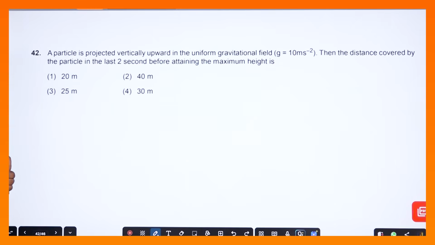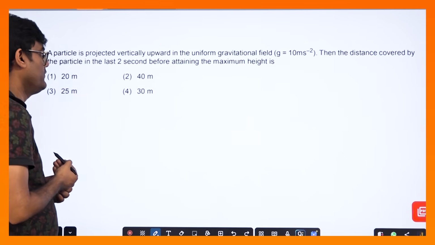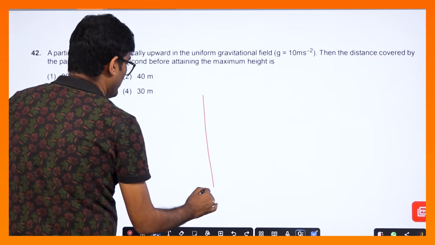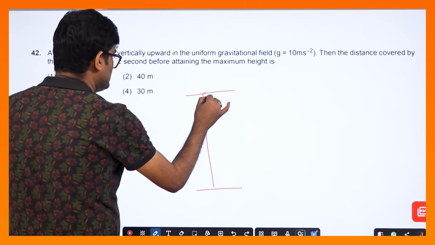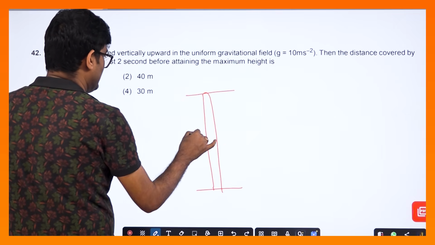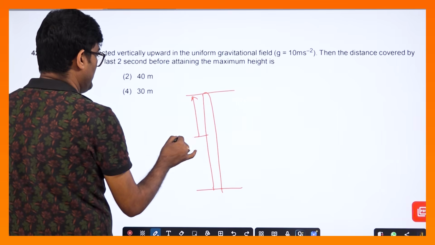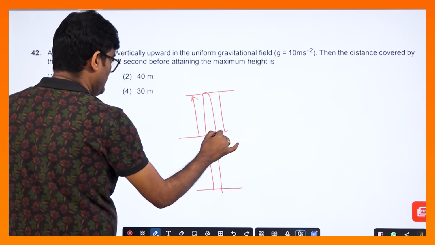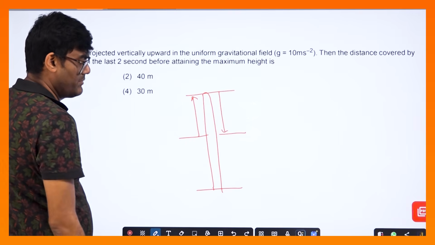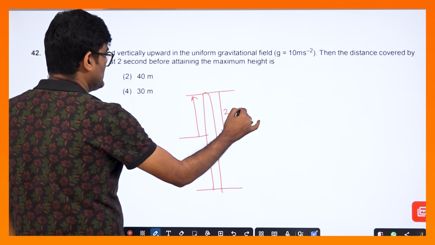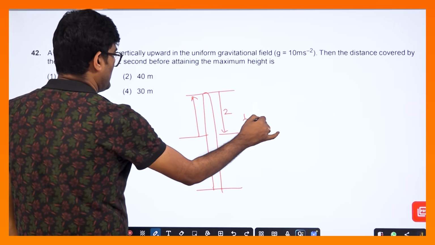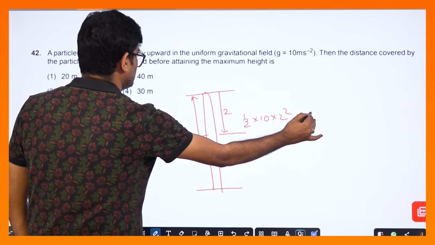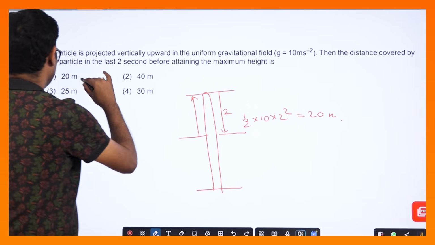A particle is projected vertically upward in a gravitational field. The distance covered by the particle in the last 2 seconds before attaining the maximum height. Okay, so we know that this journey is absolutely symmetric. So the last 2 seconds before attaining the maximum height are the same as the first 2 seconds after falling from rest. So the first 2 seconds I can calculate: half g t square, half g into 2 square. So the answer is 20 meter, correct answer.